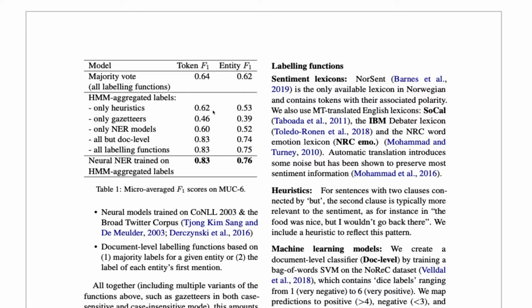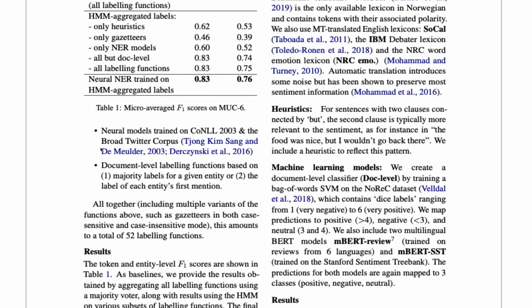Only with gazetteers, they are able to go up to 0.46 F1 score. With the NER model, they are going up to 0.60. With all the document level functions, they are going up to 0.83. And if they combine all the labeling functions with HMM aggregated labels, they're going up to 0.83 token level, and the entity level F1 is 0.76, sorry. So which is pretty good.